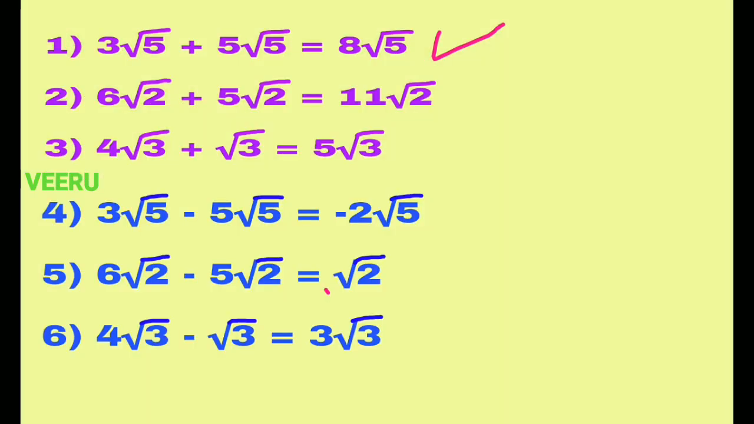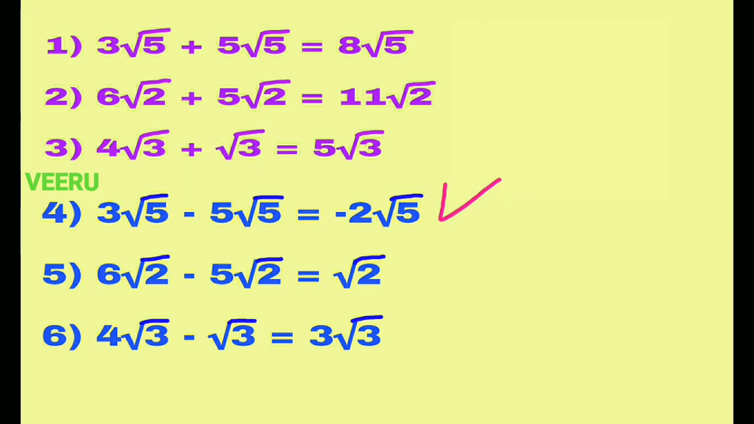In first one, 3 root 5 plus 5 root 5 is equal to 8 root 5 because we are adding the numbers which are outside the root. 3 plus 5 means 8 and root 5 is as it is. In second one, 6 root 2 plus 5 root 2 is equal to 11 root 2. See the third one, 4 root 3 plus root 3 is equal to 5 root 3 because root 3 is nothing but 1 root 3. 4 plus 1 means 5 and root 3 is as it is.